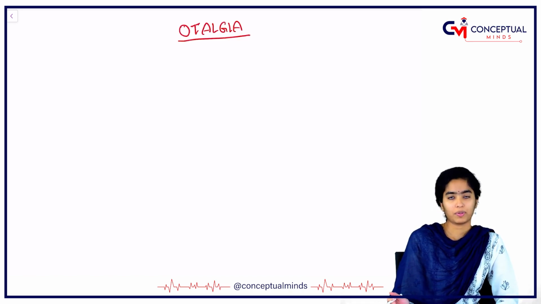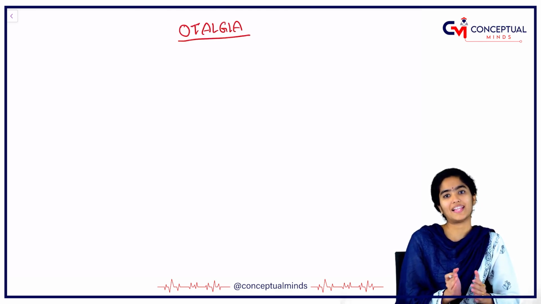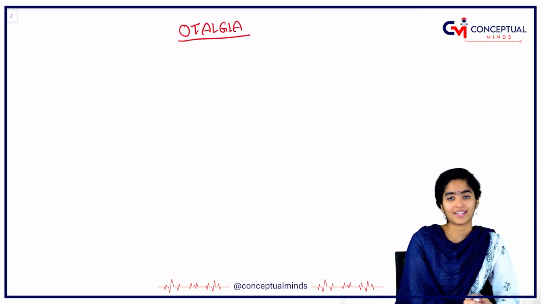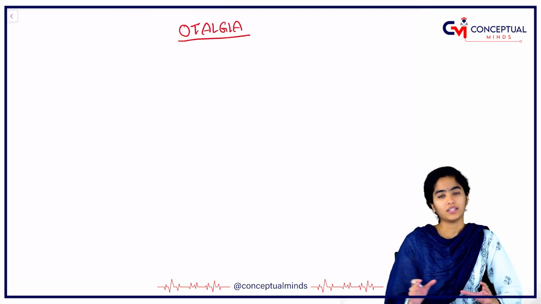And otalgia could be primary otalgia as well as secondary otalgia. Primary otalgia is ear pain that is arising out of some pathology in the ear itself. Secondary otalgia is ear pain that occurs due to pathology elsewhere in the head and neck. That is secondary ear pain or referred ear pain. And why does that occur? Because of the common nerve supply.